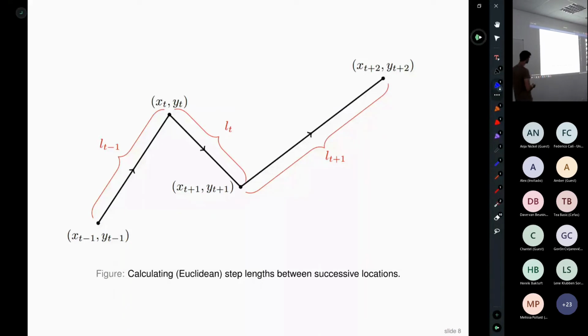So what we then do is we take the coordinates, so here's the coordinate, next hour, next hour, next hour, and as the first thing we convert this to a time series of step length. So step length is just the distance traveled in any given hour. So this would be the step length in the first hour, second hour, third hour, and so on.